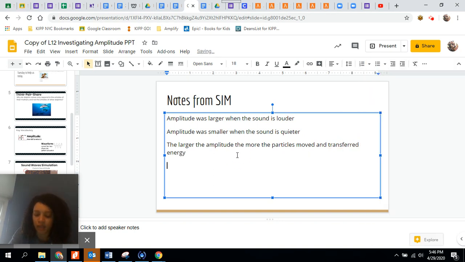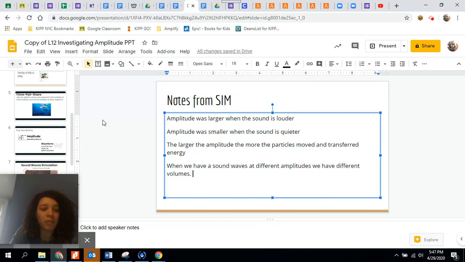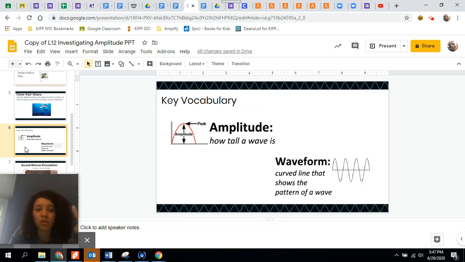And then I noticed that when we have a sound at different amplitudes, we have different volumes. So when we have a smaller amplitude, remember, amplitude means how tall the wave is. So when we have a smaller amplitude, we have a softer sound that comes from that wave.